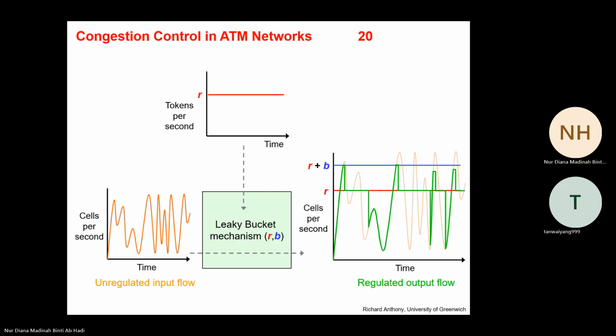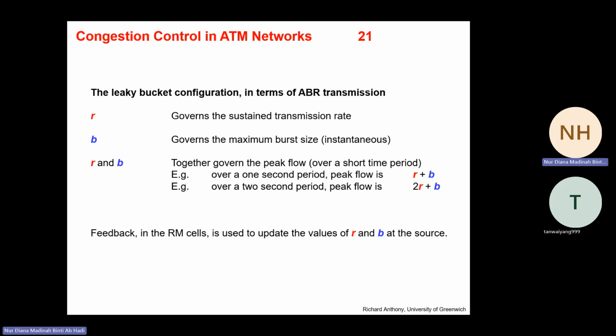This is the difference in the graphs, where before the leaky bucket you have an unregulated input flow, and after you use the leaky bucket mechanism you get a regulated output flow. In terms of the leaky bucket configuration for ABR, R will govern the sustained transmission rate, while B will govern the maximum burst size. R and B together govern the peak flow over a short time period.